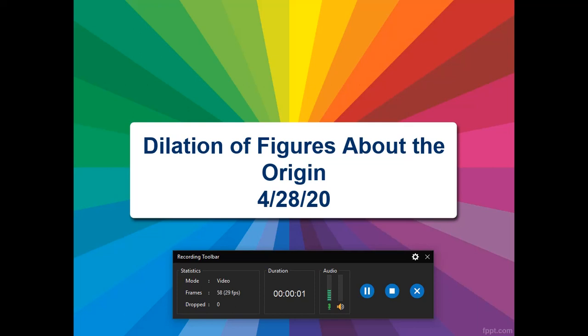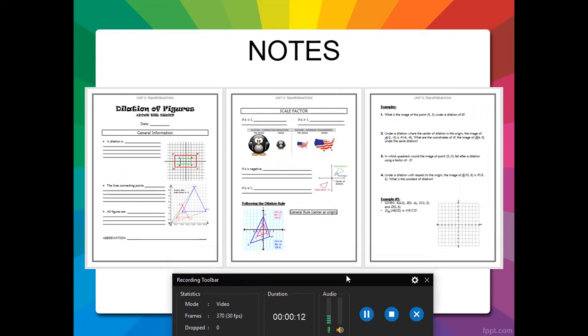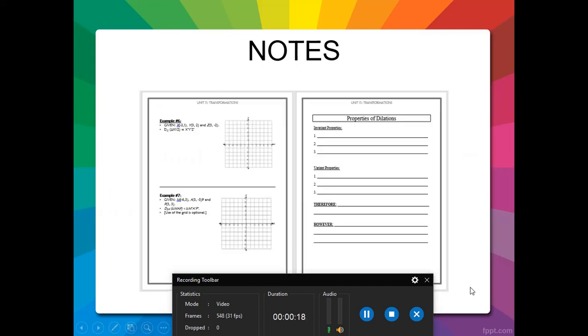Today's topic is dilation of figures about the origin, and you can use April 28th. We have 5 pages to our note packet, so this is what the first 3 pages look like. And then the last 2 pages. Hopefully most of these are back to back.